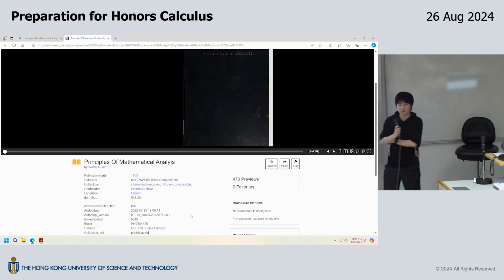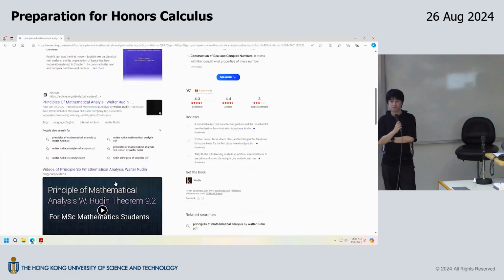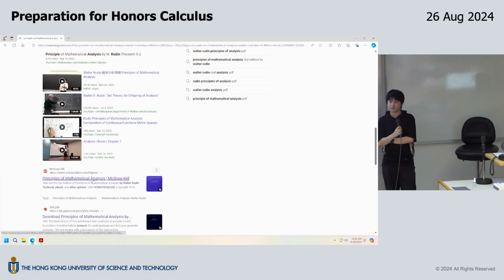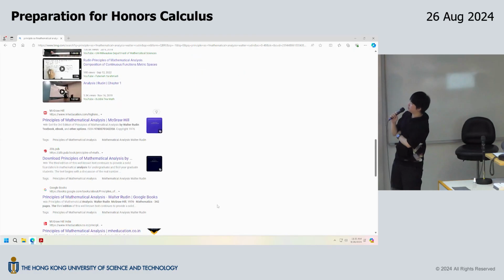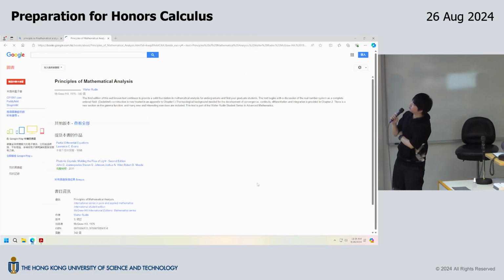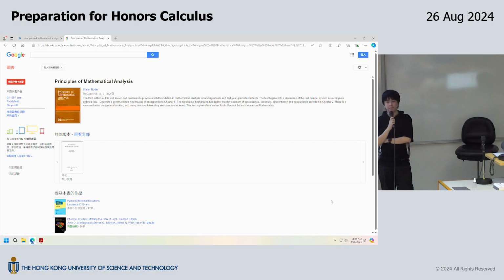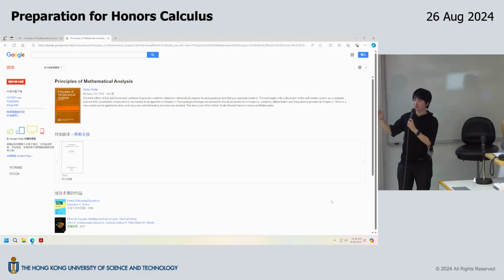Yeah, that's the one. Yeah, you can find this book in the library, and I think you can also download it online. Yeah. So I would say the level of this book is a bit harder than honor calculus because it is basically mathematical analysis, but they share the same spirit and similar context.